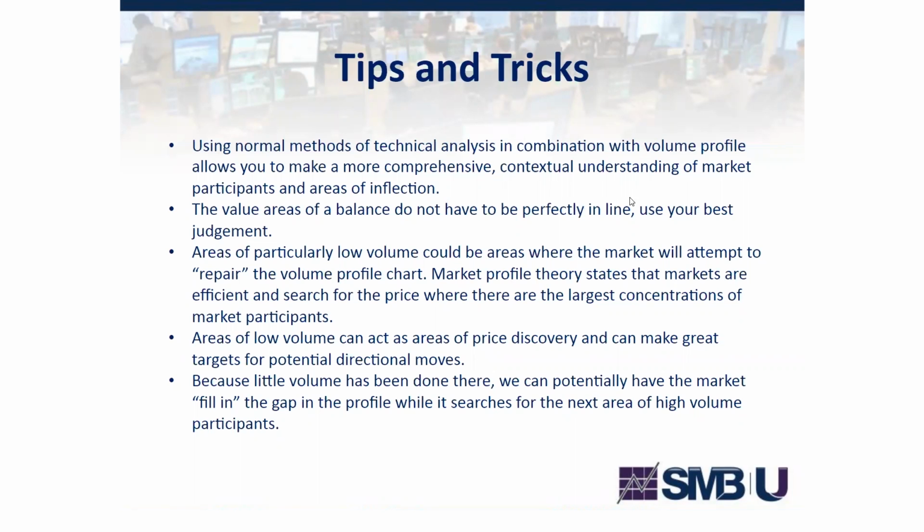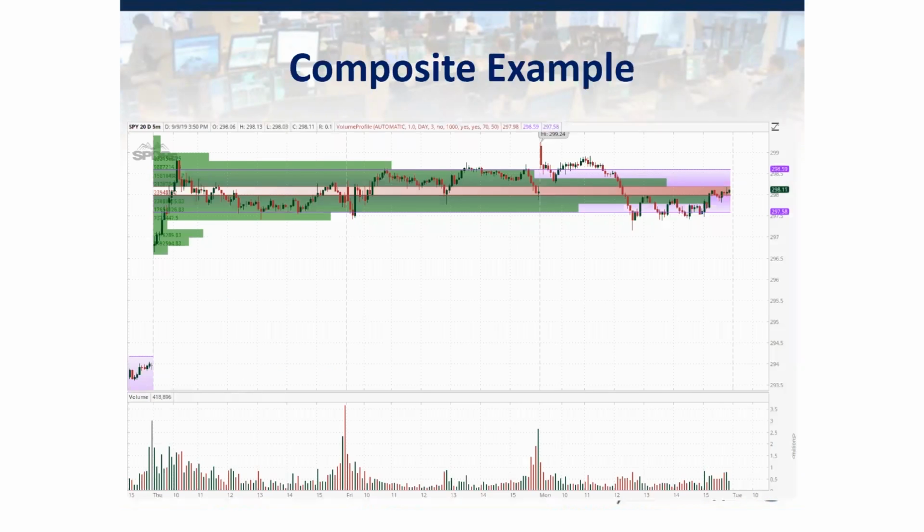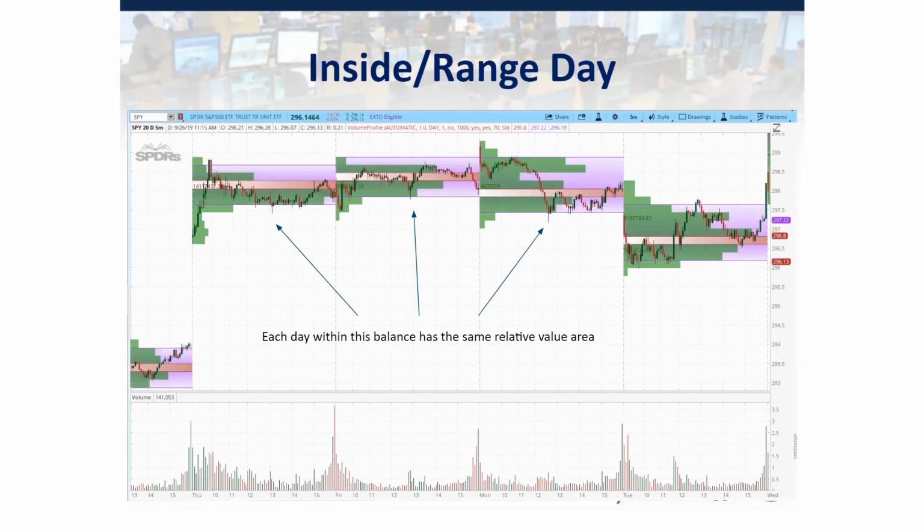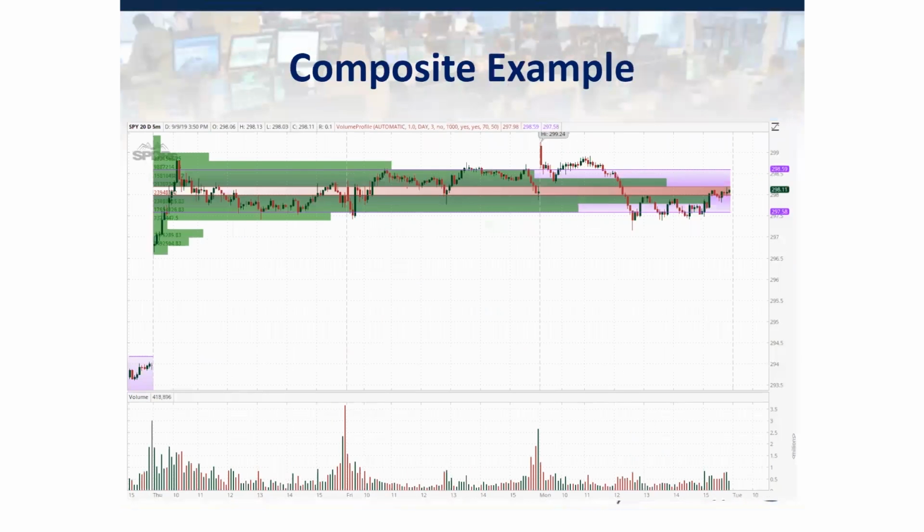So another thing, when you're building those composite structures, the value areas don't need to be perfectly lined up. If you look back here, they're roughly in the same area. They're not directly lining up, but that's close enough that you can combine the value areas. The bulk of the volume was done in relatively the same spots on all 3 days.